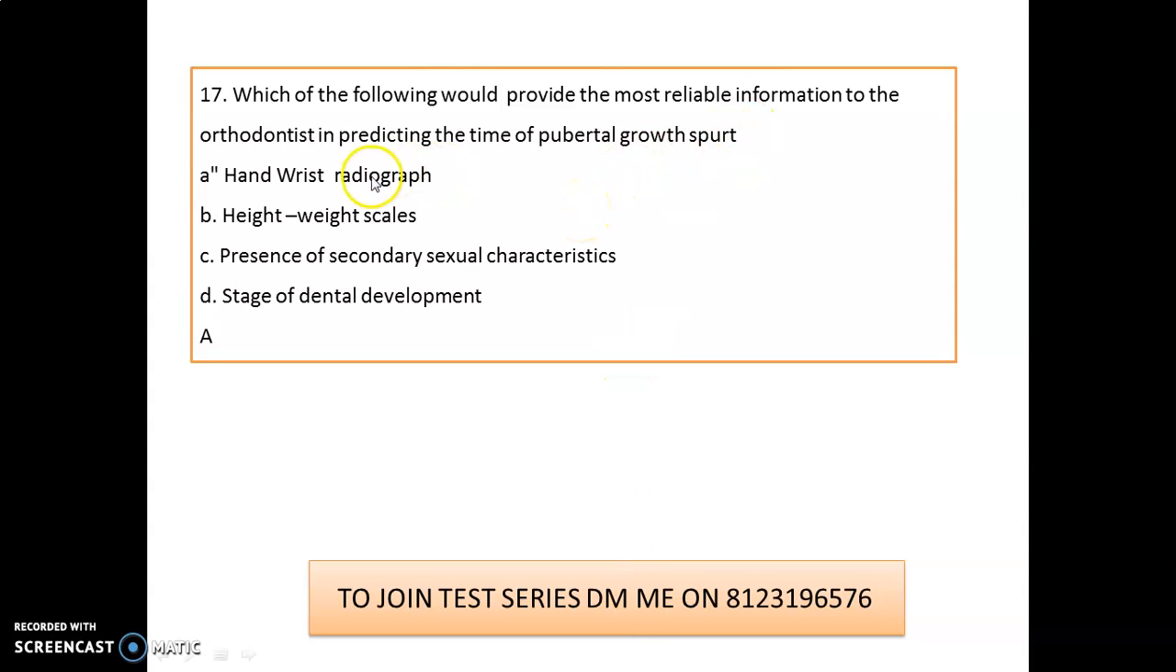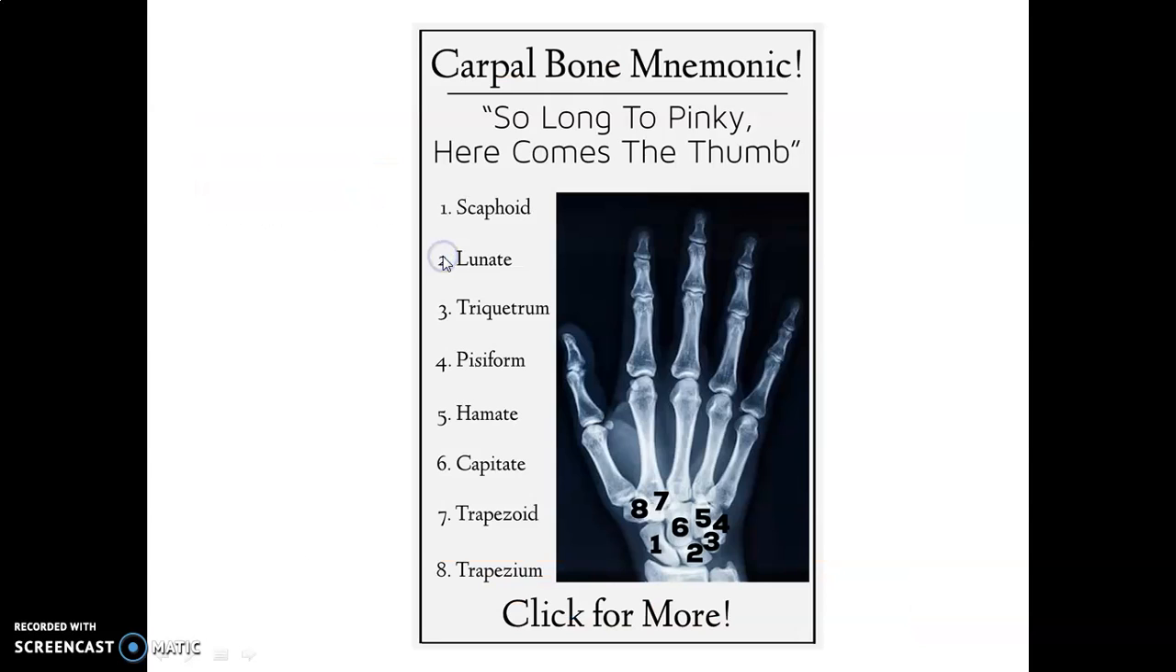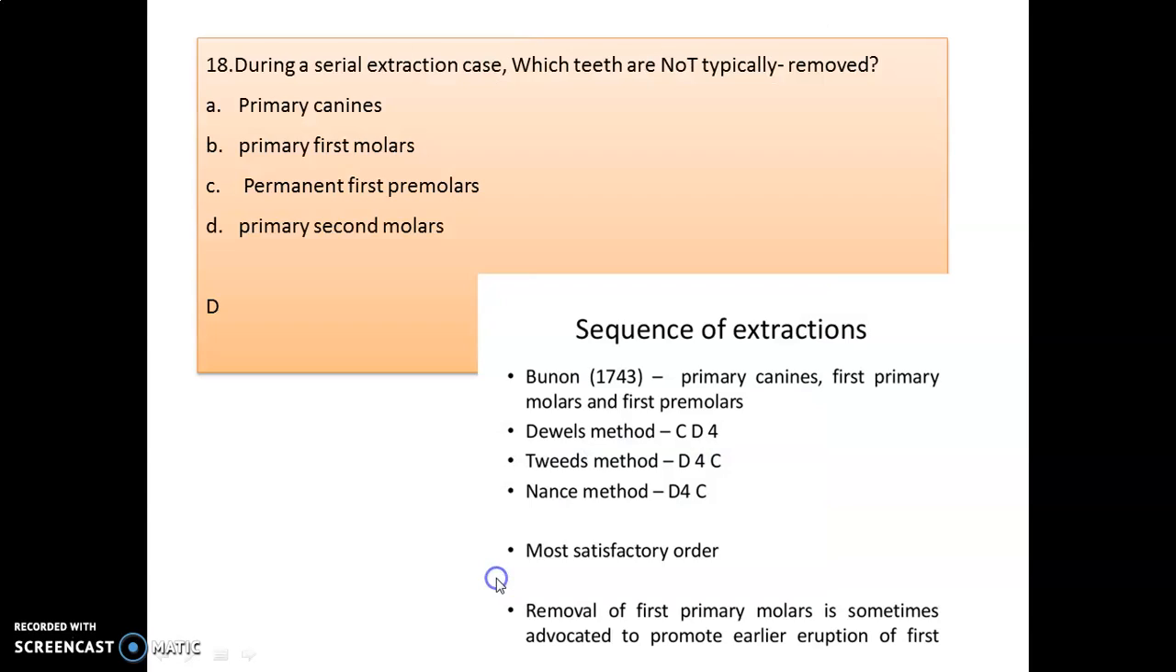Then which of the following would provide the most reliable information regarding pubertal growth spurt? That is hand-wrist radiograph. Remember aspirant, whenever you see hand-wrist radiograph, the carpal bone mnemonic is very important. They may ask you. A simple mnemonic is there. So long to pinky, here comes the thumb. This is scaphoid, lunate, triquetrum, pisiform, hamate, capitate, trapezoid and trapezium.